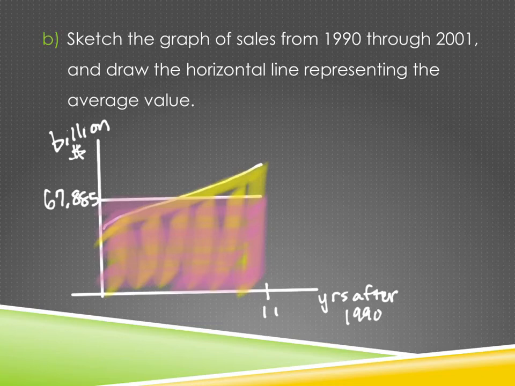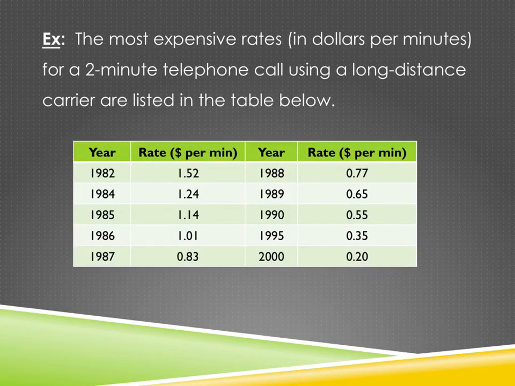Okay. Our last question we'll go through much more quickly. Most of it's things that we've seen and done before now, since it's the second question. Go over here and you have a table. This is the most expensive rates in dollars per minute for a 2-minute telephone call using long-distance carriers, labeled in the table below. I've got the years 1992 up to 2000. So anytime we're dealing with years as the input, we want to align our data, just so that we're all doing the same thing. Let's just make them 2, 4, 5, 6, 7, 8, 9, 10, 15, and 20.